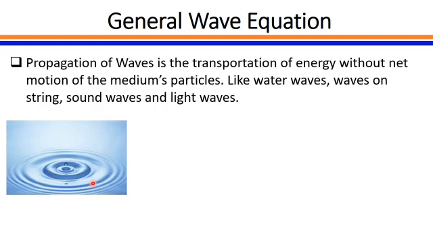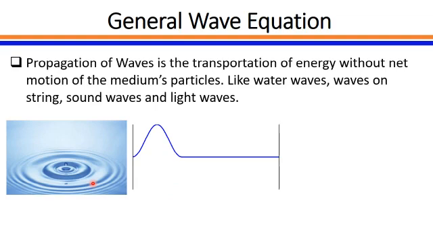Here the particles will vibrate up and down about their mean position. However, the net motion of the particles is zero, because in one cycle the net displacement covered by the particles in vibration is zero. So that's why we can say that the net motion of the medium particles is zero.